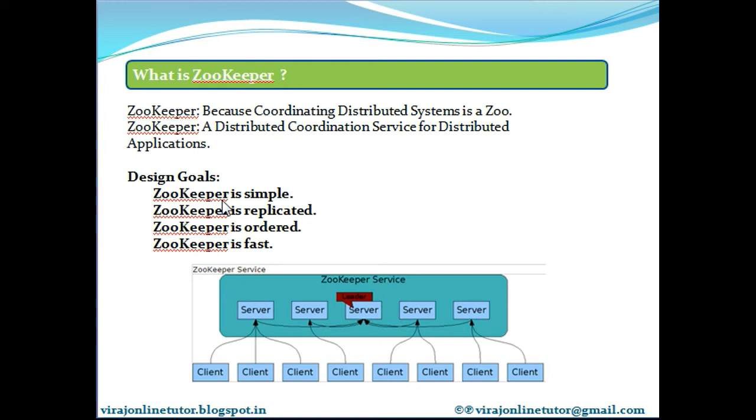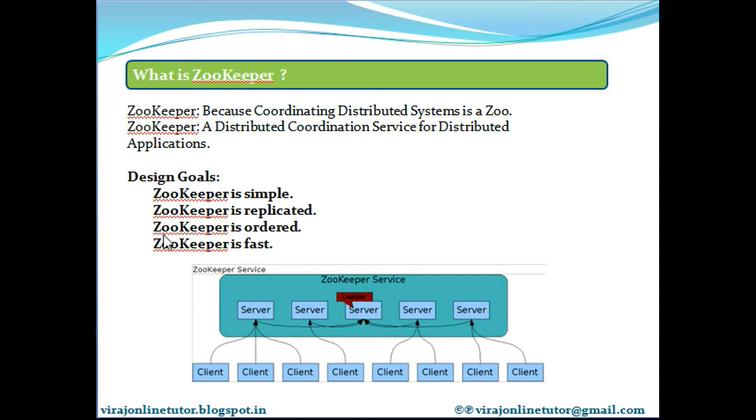The Zookeeper implementation puts a premium on high performance, high availability, and strictly ordered access. The performance aspects mean it can be used in large distributed systems. The reliability aspects keep it from being a single point of failure. The strict ordering means that sophisticated synchronization can be implemented at the client.